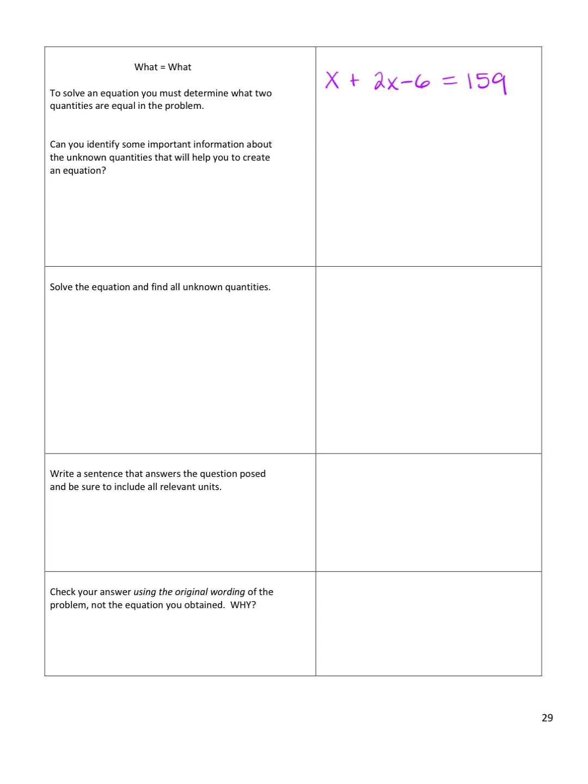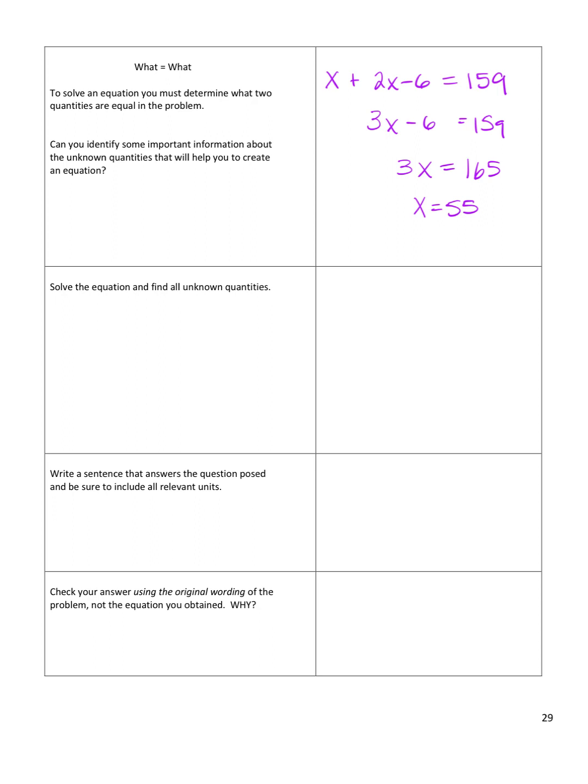Finally, we solve this equation and find all the unknown quantities. So this says 3x minus 6 is 159. So 3x is 165. Divide both sides by 3, and we get x equals 55. So that is our x value, but then we want to find all the unknown quantities and write a sentence that answers the question.